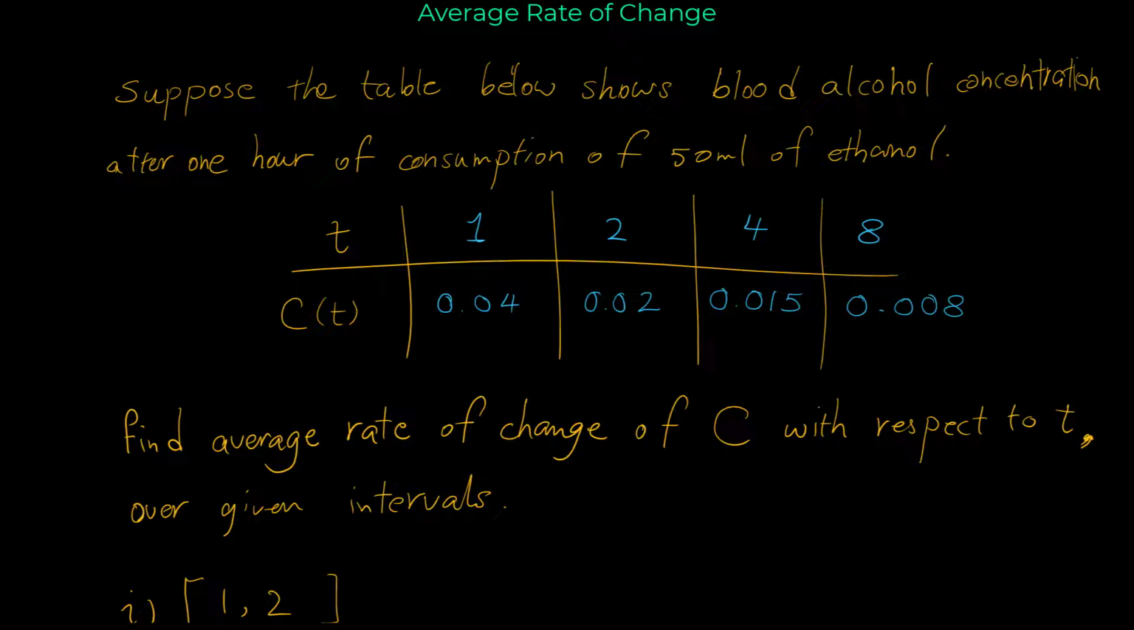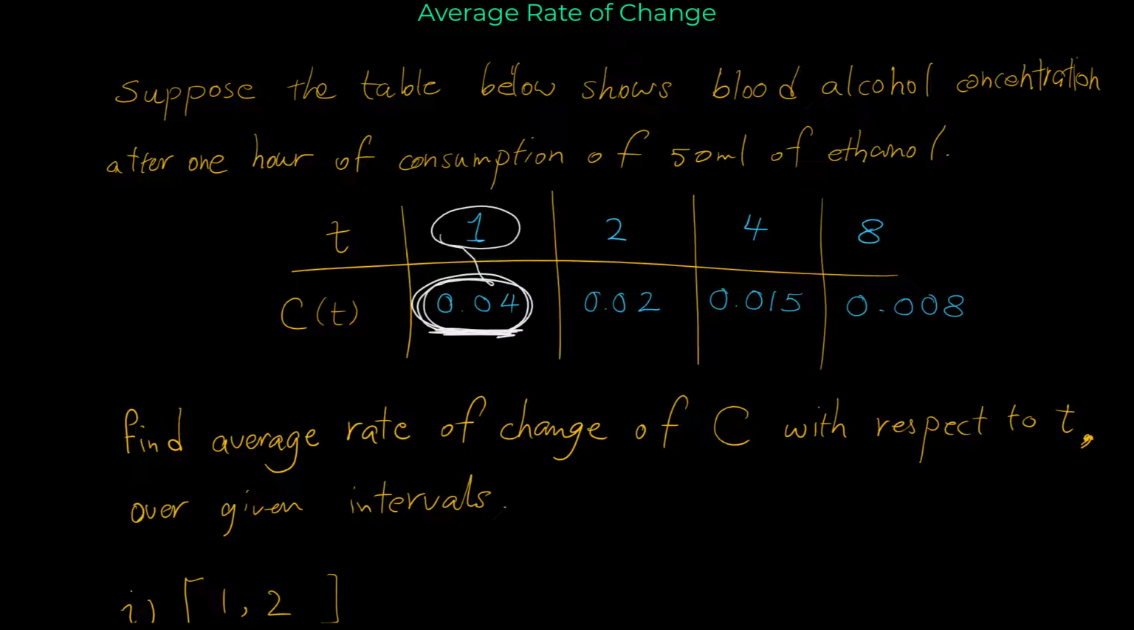Look at this given table. This given table shows the blood alcohol concentration in a normal body after 1 hour of consumption of 50 milliliter of ethanol. So basically, let's see what this table is again. For example, after 1 hour, the alcohol concentration in blood is 0.04. Probably the unit should be gram per liter or another unit of volume. So we don't care so much here for the unit.